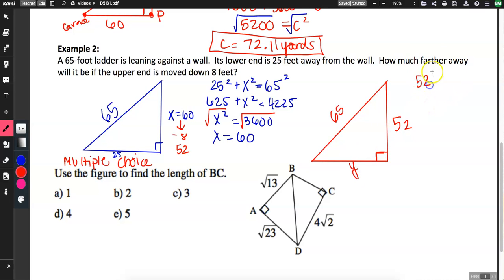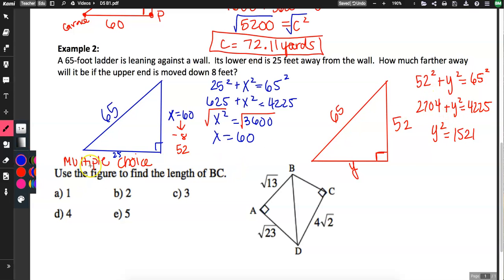So set up my Pythagorean theorem. 52 squared plus y squared equals 65 squared. 52 squared is 2704. Plus y squared equals 4225. y squared equals 1521. I know I'm going fast, but you can do those calculations pretty easily on your calculator. Take the square root. So y equals 39. So that's the new length.